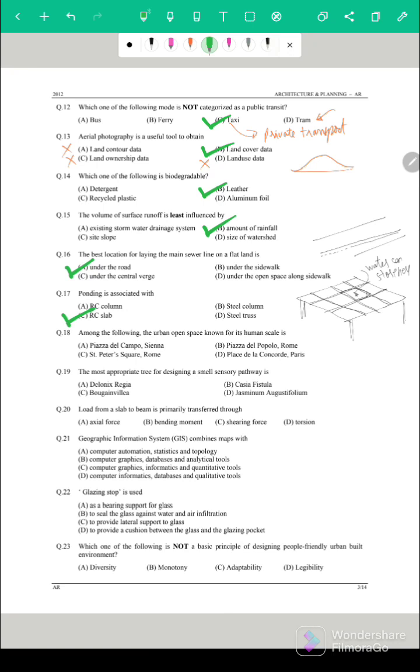The question number 18 is, among the following the urban space known for its human scale is? So the correct answer of this question is option number A, Piazza del Campo, Siena, which is in Italy, and it is a principal public space of the historic center of Siena, and it is regarded as one of Europe's greatest medieval squares, and it is also known for its human scale structure.